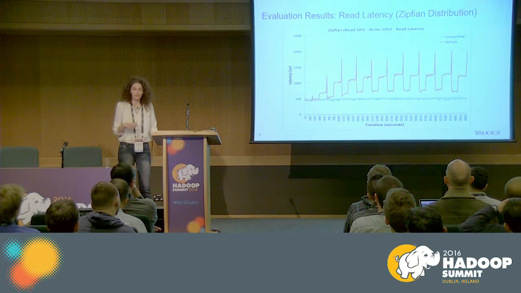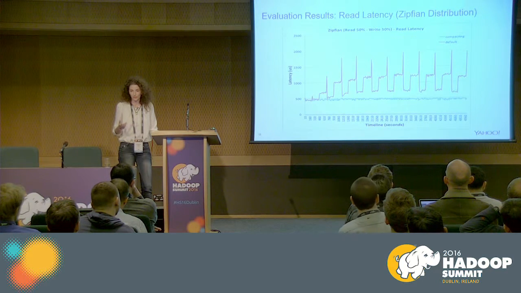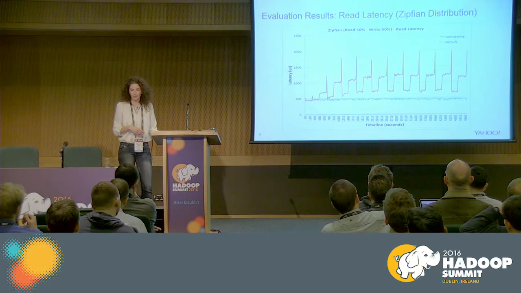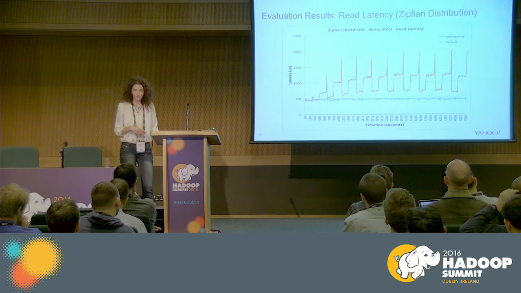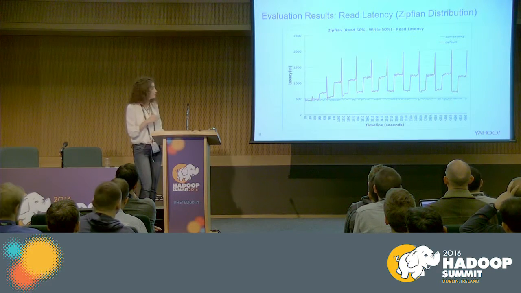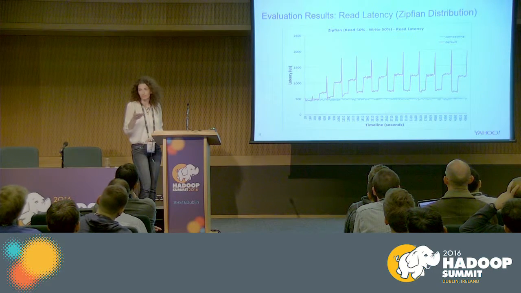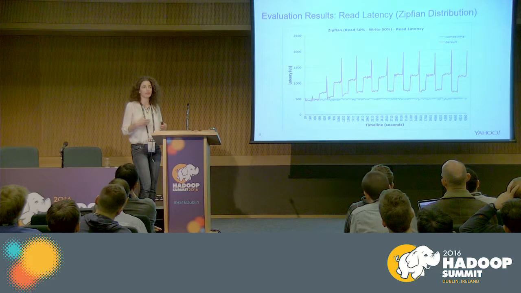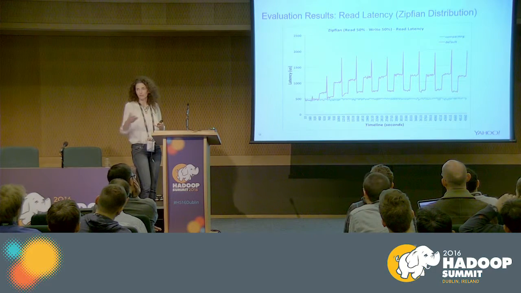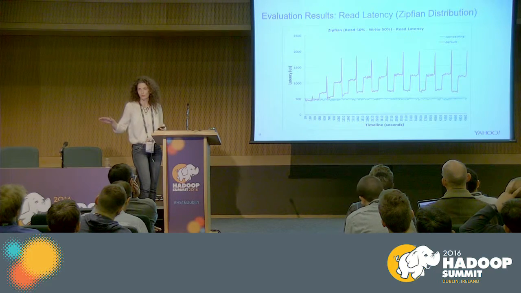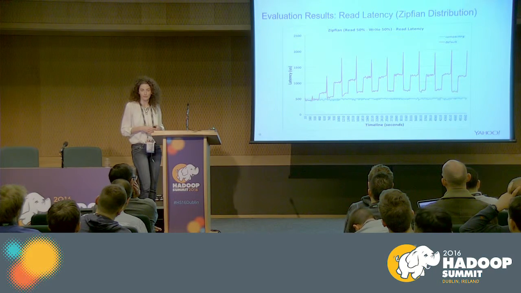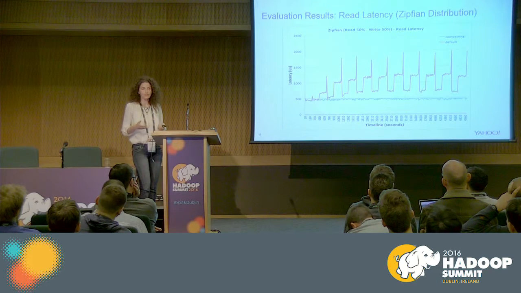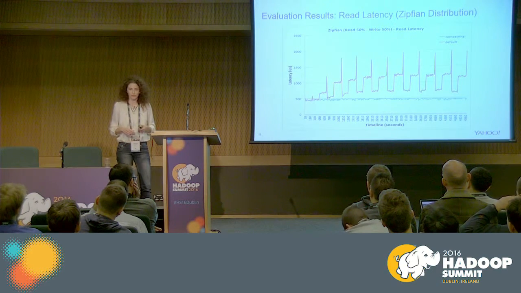What we see is that the blue line represents the compacting implementation, and the red line represents the default implementation. The two implementations start at the same latency because they are both serving the reads from memory. And since the compacting design continuously compacts the data in memory, the performance continues to be flat throughout the experiment. The default implementation, however, behaves differently.